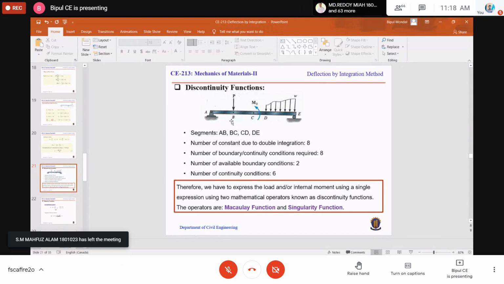And we can do it, but we need 2 additional mathematical operators, and those operators are known as discontinuity functions. One function is the Macaulay function, and the other function is the singularity function.